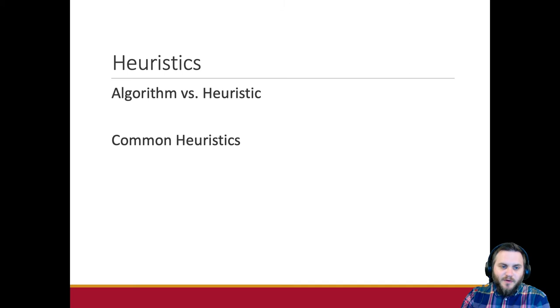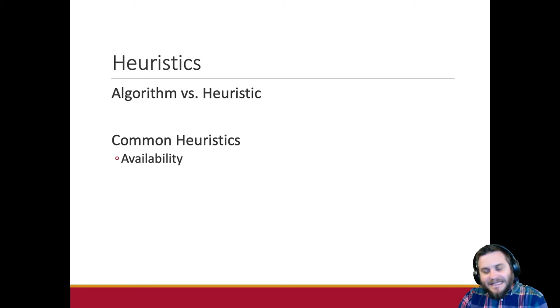A couple of the common heuristics include the availability heuristic. You have likely encountered the availability heuristic, even if you didn't put a name to it. It's the mental shortcut of how quickly examples for something come to mind. This is about accessibility and availability of information. The easier something is to come to mind, the more typical we believe that to be an example of the situation.